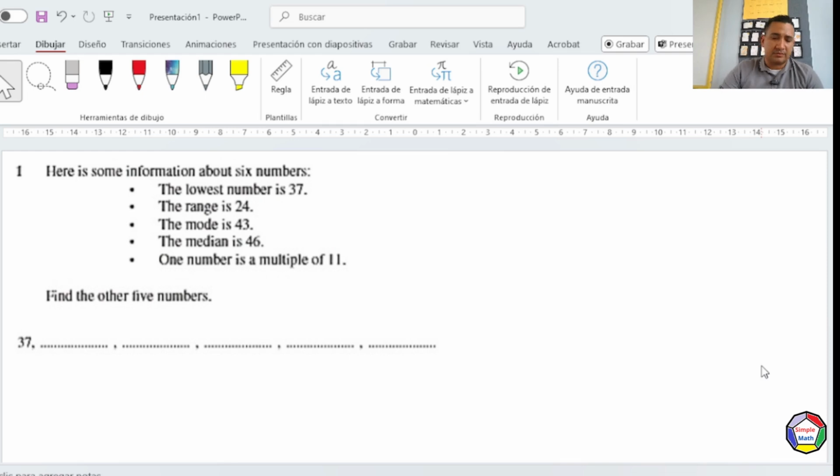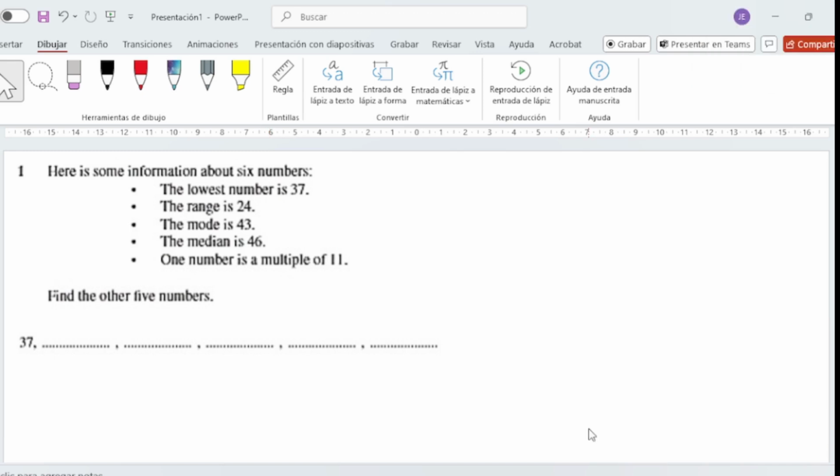I'm going to read the problem. It says, here is some information about six numbers. The lowest number is 37. The range is 24. The mode is 43. The median is 46. One number is a multiple of 11. Find the other five numbers. For this type of exercise, you need to have clear in mind what mean, mode, median, and range are, because these are somehow clues. Based on those clues, we need to complete the information, okay? So I will begin the explanation.